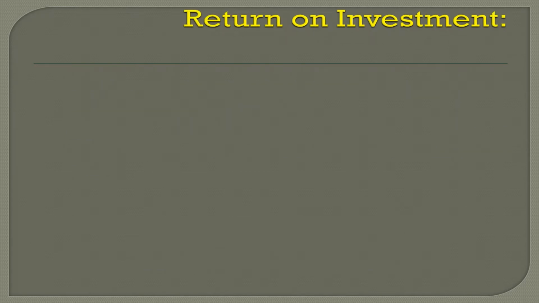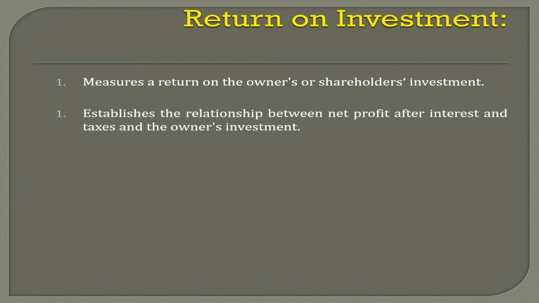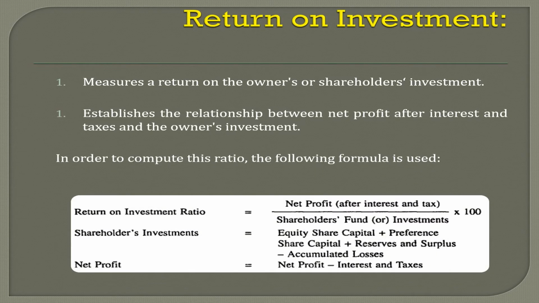Moving on to the sixth type, that is return on investment. This is also called ROI. This ratio measures a return on the owner's or shareholder's investment. It establishes the relationship between net profit after interest and taxes and the owner's investment. Usually, this is calculated in percentage. ROI is equal to net profit after interest and tax divided by shareholders' fund into 100.